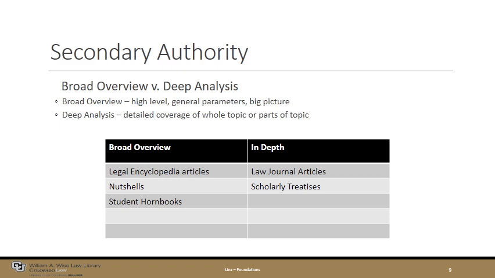Versus the deep analysis, which is typically scholarly publications where they provide that detailed coverage of a topic. So you can have a subject area such as criminal law. You can get a presentation of that in a single volume of a nutshell versus a 6 or 8 or 10 volume treatise from an expert in that area of law.